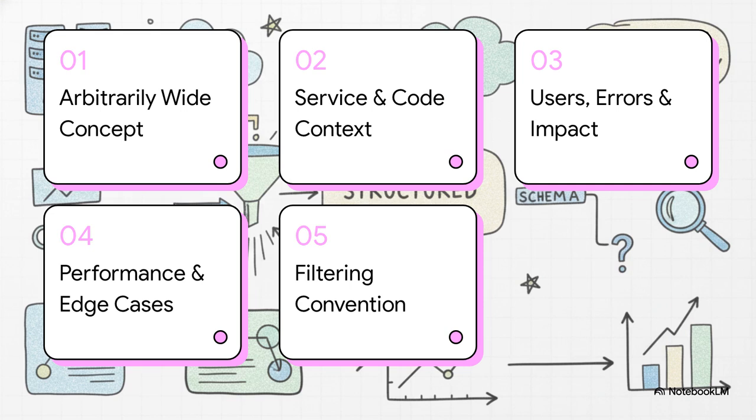Here is how we're going to break this down today. First, we'll unpack the core concept of arbitrarily wide events. Then, we'll look at injecting service and code context, connecting that data to your users and errors, exploring performance and edge cases, and finally, we'll wrap up with a really standard filtering convention to cut through the noise.